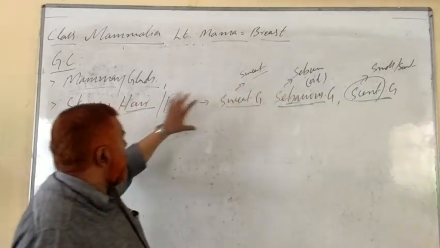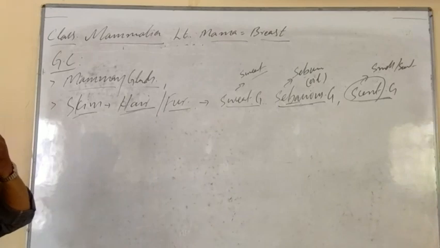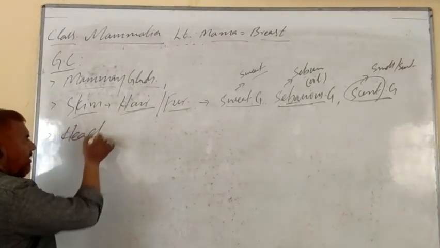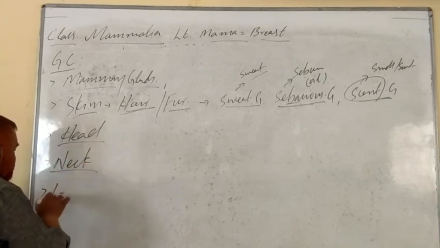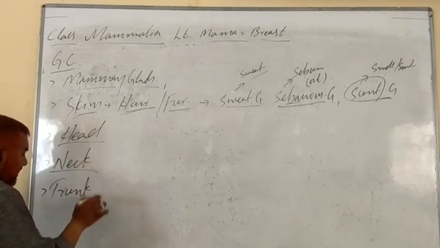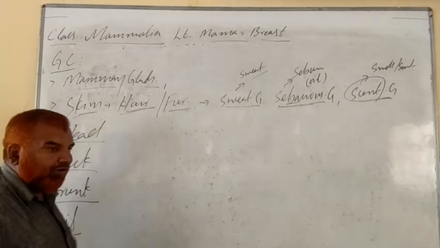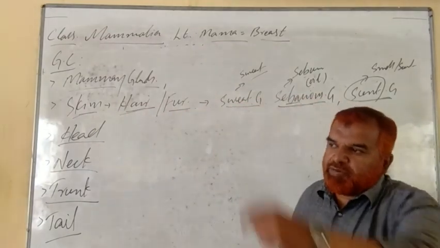These are the glands that are found in the skin along with the hair. Then the body is divisible into head, neck, trunk, and tail. Post-anal tail is a characteristic of mammals. After the anus, there is the presence of a tail.